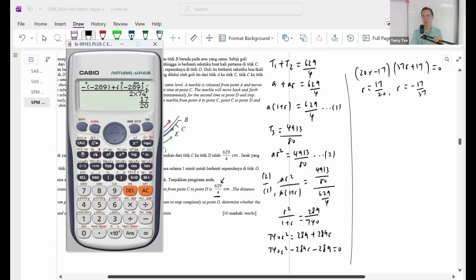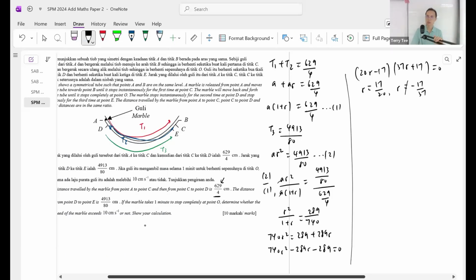So this will be 17 over 20. So ignore this answer, take the first answer. We know r can't be negative. Your r is your common ratio, so it's reducing. Distance travelled reducing can't be negative. If it goes negative, then distance cannot be negative. It doesn't make sense.